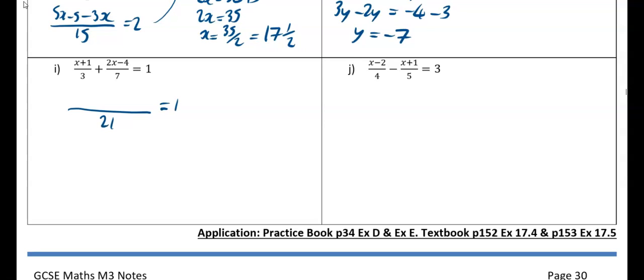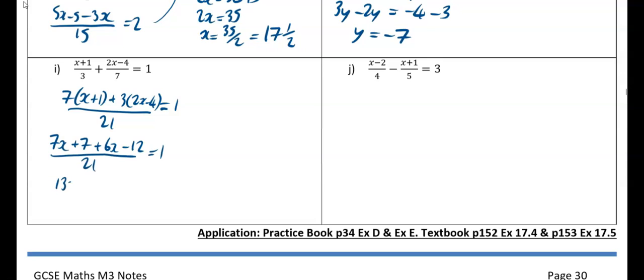We're going to write this one as something over 21, our common denominator is 21. The top line by now we should realize is going to be 7 upon x plus 1 plus 3 upon 2x minus 4. And then we just have to multiply out that. It's a bit of a mess. 7x plus 7 plus 6x minus 12 all over 21 is equal to 1. And then tidy up, you'll have 13x minus 5 all over 21 is equal to 1.